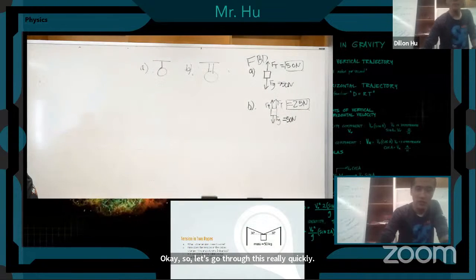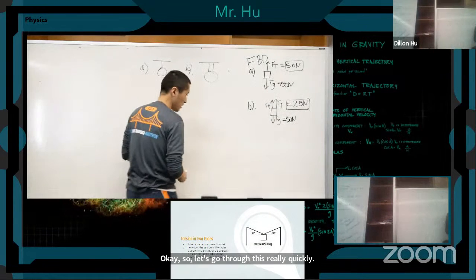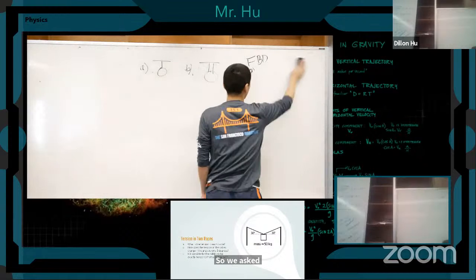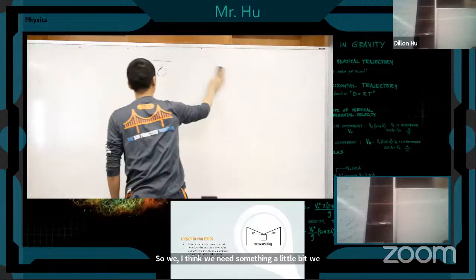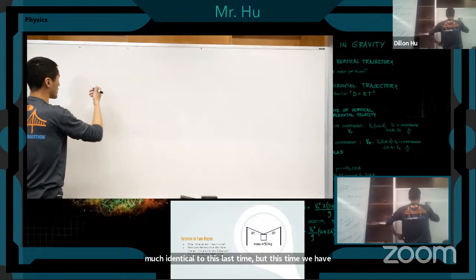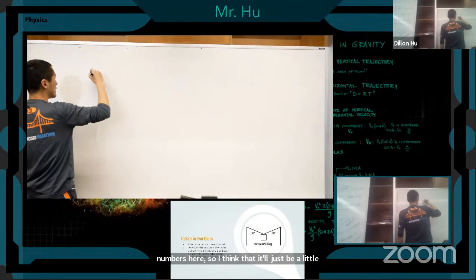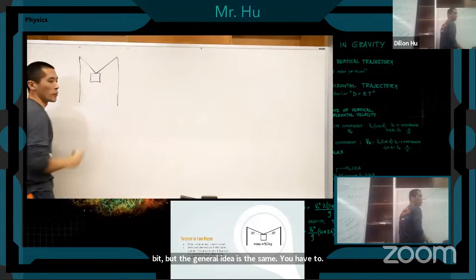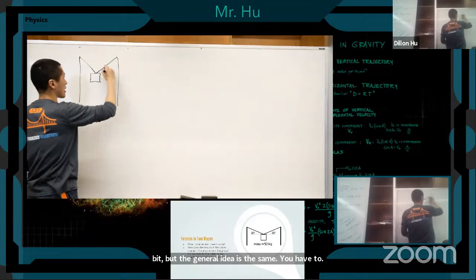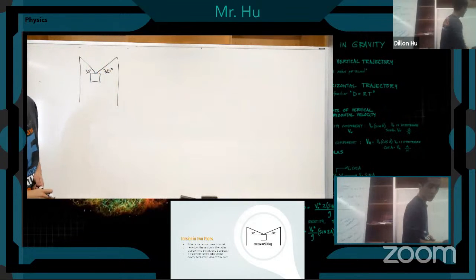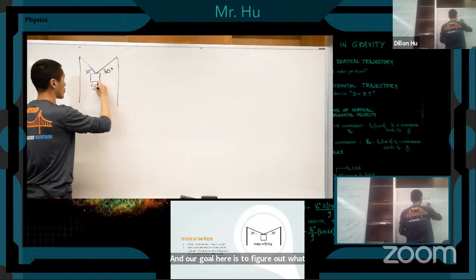Well, okay. I think we actually did a problem pretty much identical to this last time. But this time we have numbers here, so I think it'll be good practice. The setup is a little bit different, but the general idea is the same. You have two cables essentially pulling a mass up, and this time the cables are at a 30-degree angle here. Our goal is to figure out what the forces of tension are in each cable.